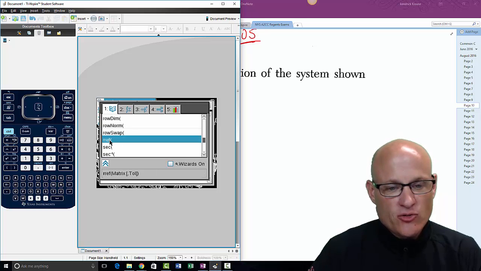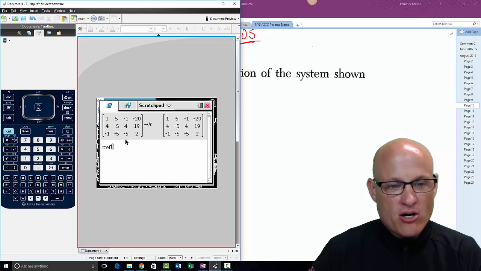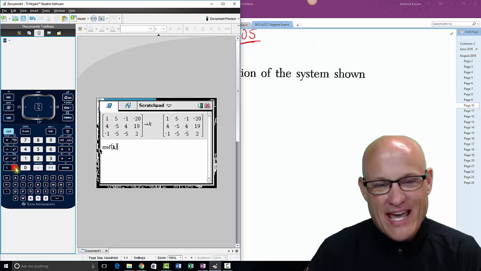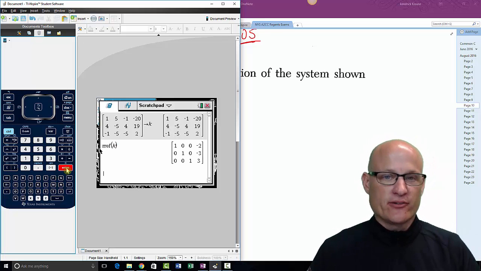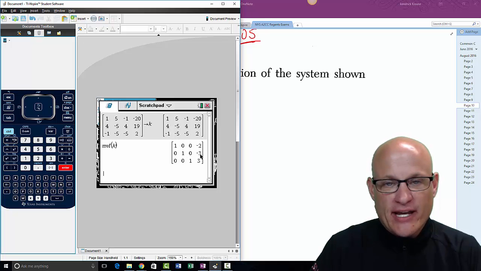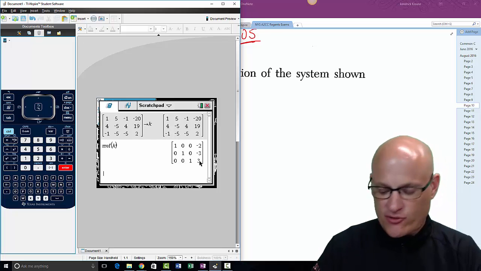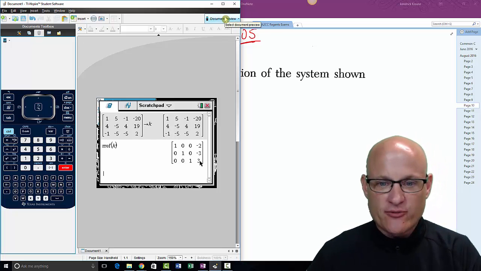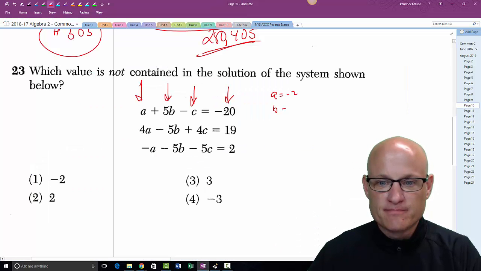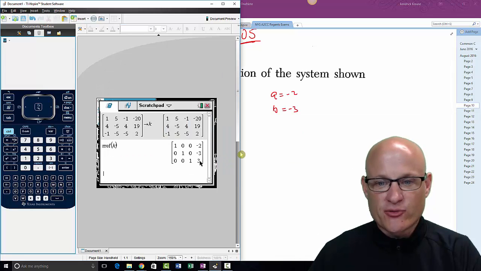There it is. So I'm going to just double click on it. I want to RREF K. So I'm going to reduce row echelon form K, and I hit enter. There it is. And what does that mean? Well, the one here in the first column represents A. A is -2. The one here represents B. B is -3. And the one here represents C. C is 3. So I know A is -2, B is -3, and C is 3.